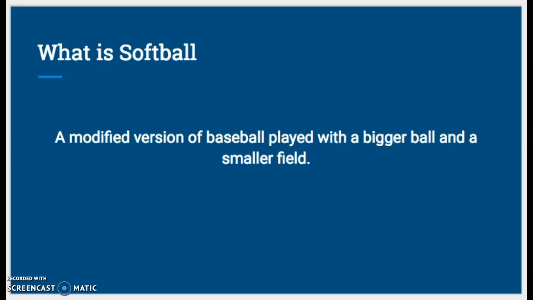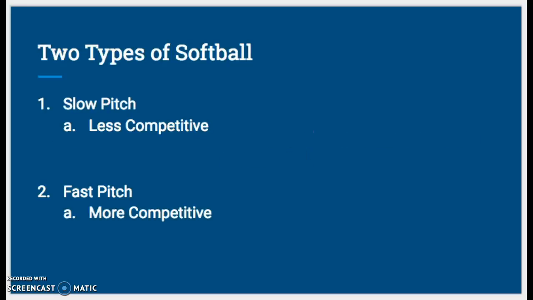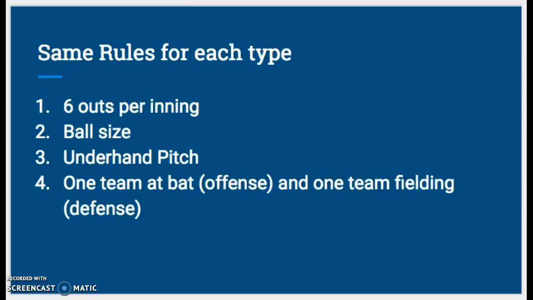different types of softball. There are slow pitch and fast pitch. Slow pitch is less competitive and fast pitch is more competitive. There are many differences between the two games that we will talk about in the coming slides. There are some rules that are the same for each type.